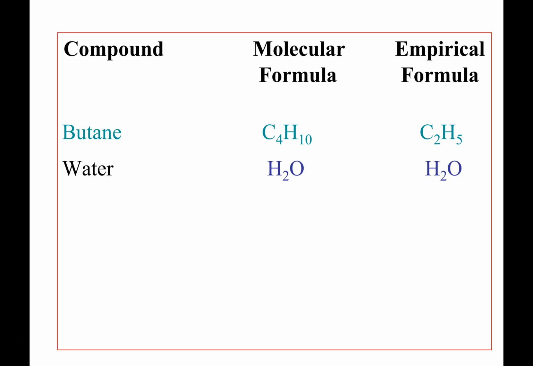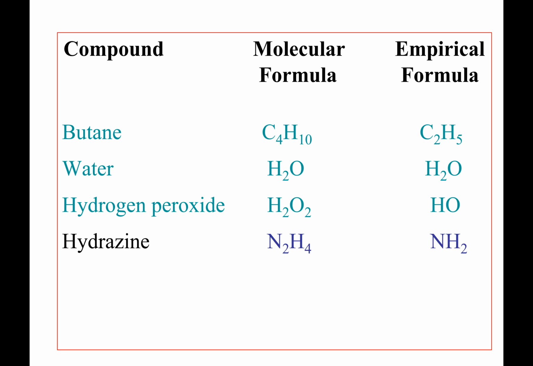Water, the molecular formula is H2O. Its empirical formula is H2O also. Hydrogen peroxide, it's the Santa Claus empirical formula. So hydrogen peroxide, H2O2, of course we can divide each of these by 2 and it reduces to an empirical formula of HO. Hydrazine, N2H4, reduces to an empirical formula of NH2. We can divide both these subscripts by 2 to get 1 and 2.